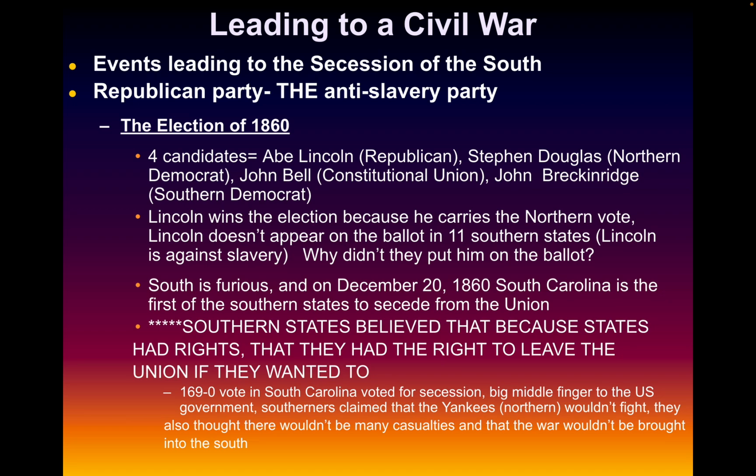Southern states believed that because states had rights, they had the right to leave if they wanted to. If you're curious, did everybody in South Carolina feel that way? I love showing the statistic. Legislators, government workers in South Carolina voted 169-0 in favor of secession. This is a giant middle finger to the U.S. government saying, we hate you, all of us hate you, we're out, see ya.